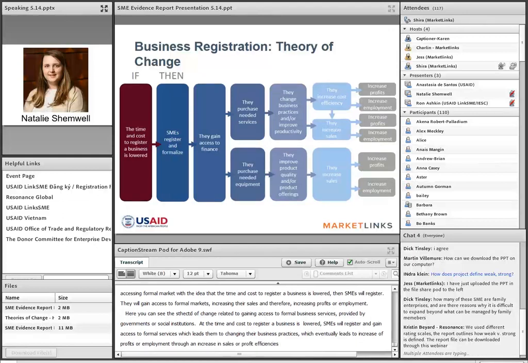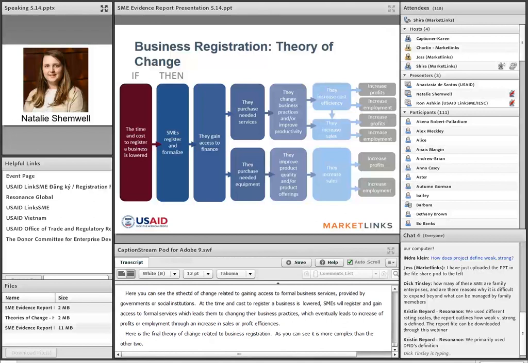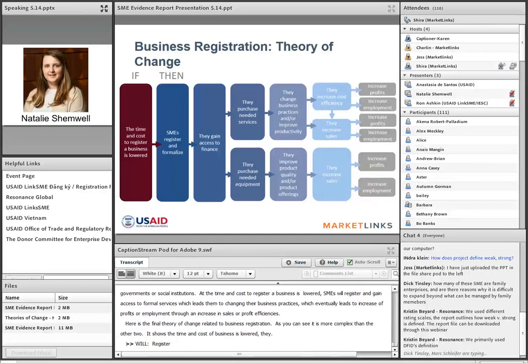Here is the final theory of change related to business registration. As you can see, it's slightly more complex than the other two. But this shows that if the time and cost to register a business is lowered, then SMEs will register, they gain access to finance, which allows them to purchase needed services or equipment, leading to an eventual increase in profits or employment.